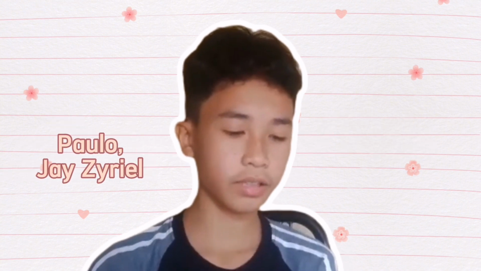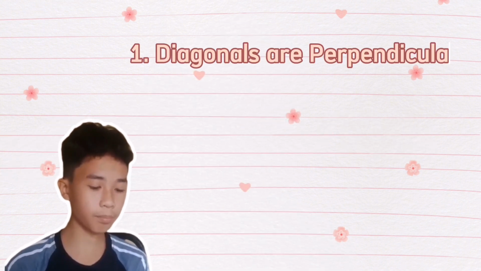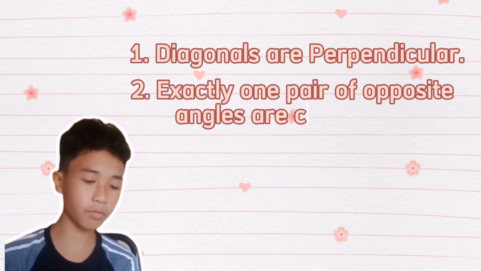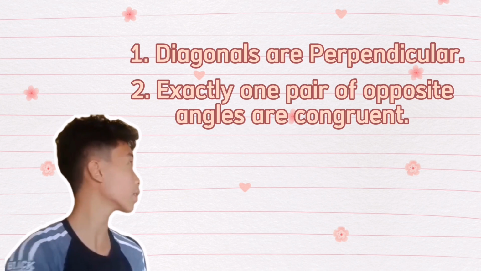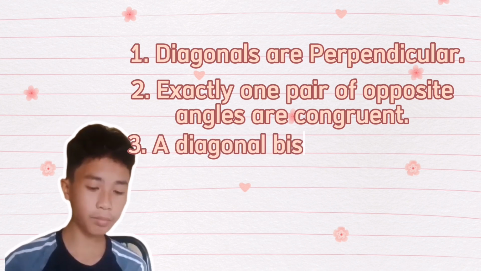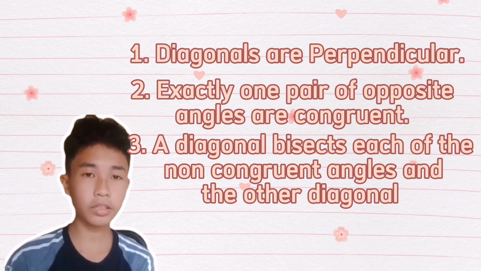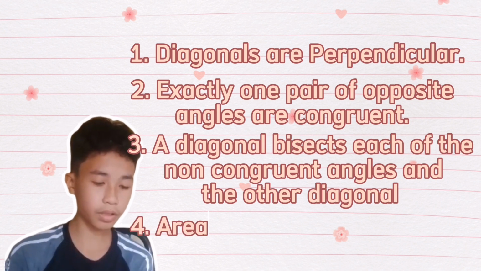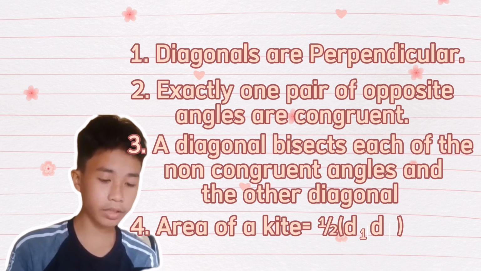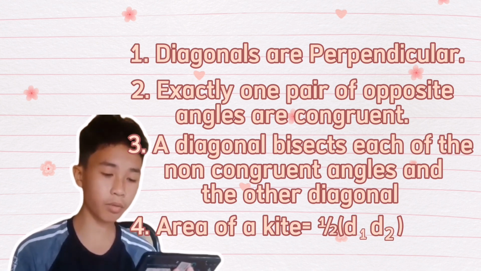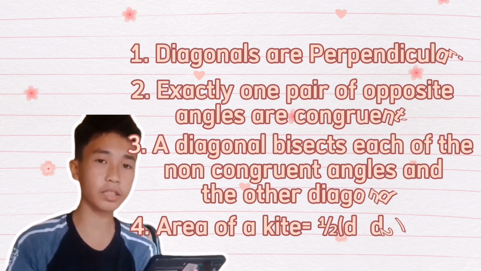Properties of a kite. Number 1. Diagonals are perpendicular. Number 2. Exactly one pair of opposite angles are congruent. Number 3. A diagonal bisects each of the non-congruent angles and the other diagonal. Number 4. The area of a kite equals 1/2 (d1 d2).